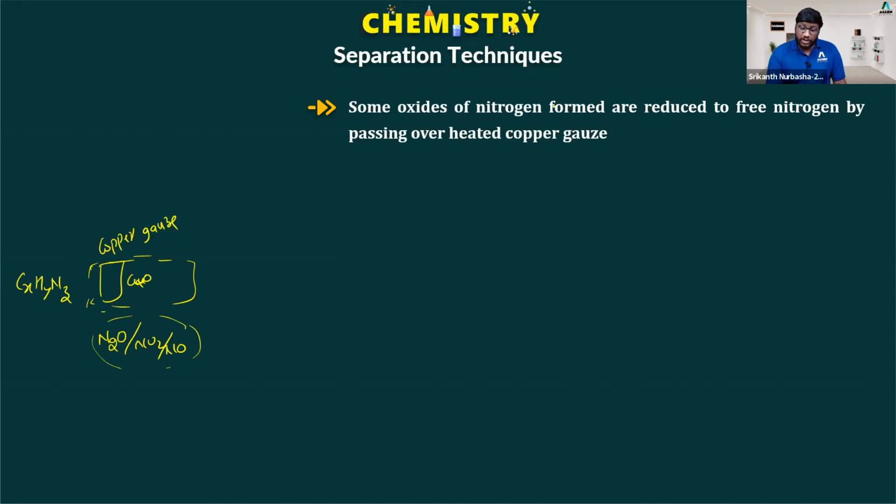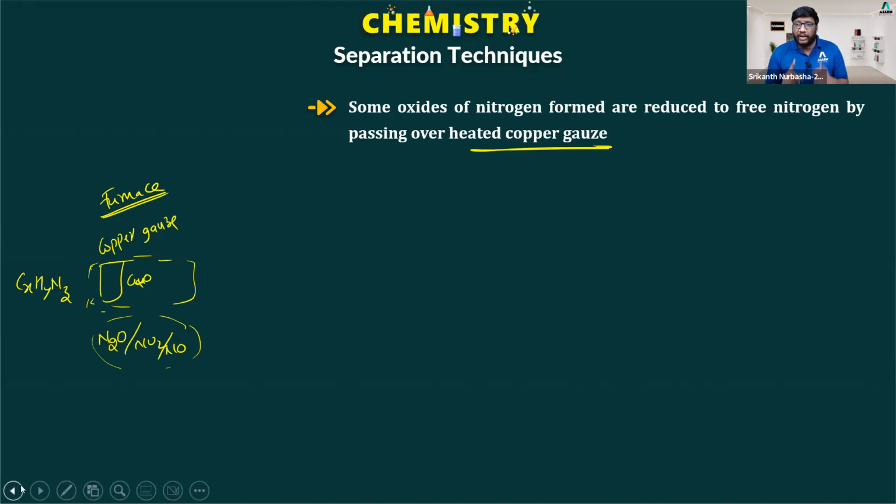These oxides of nitrogen are reduced to free nitrogen by passing over hot copper gauze or heated copper gauze. Why? Because these oxides of nitrogen contain a double bond between nitrogen and oxygen. So those bonds you have to break, means you have to give high temperature. This is like a furnace.